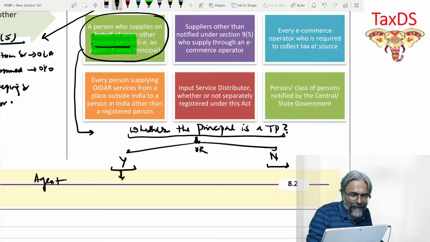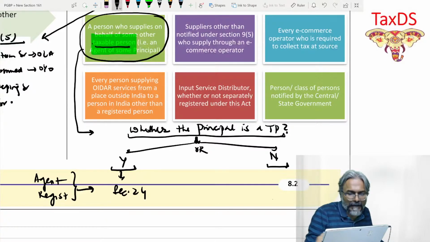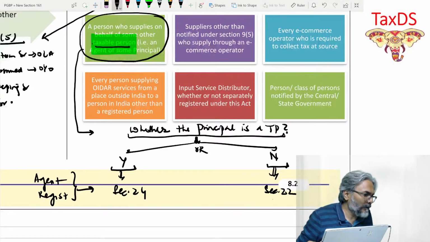So agent registration, students, will go under which section? In this case, it will go under section 24. And if this is not the case, then the agent registration will go under section 22. I hope that all of you are clear with this one.